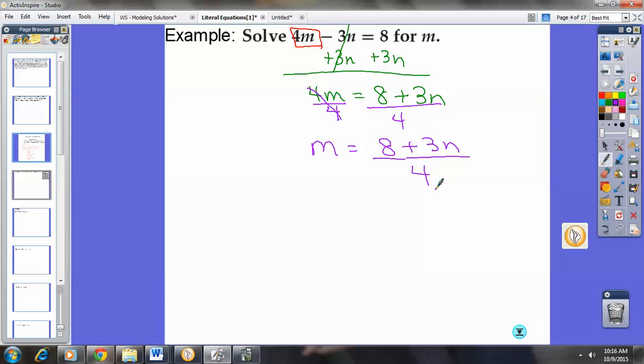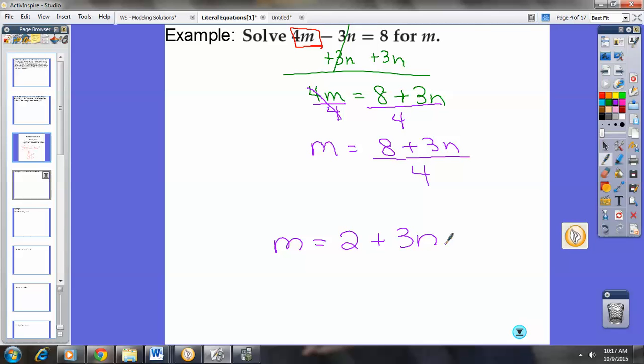Okay, what I'm going to show you next is not right, but I see a lot of people want to do it. They'll tell me that the answer is going to be 2 plus 3n. Why might somebody say the answer is 2 plus 3n? They took 8 divided by 4.